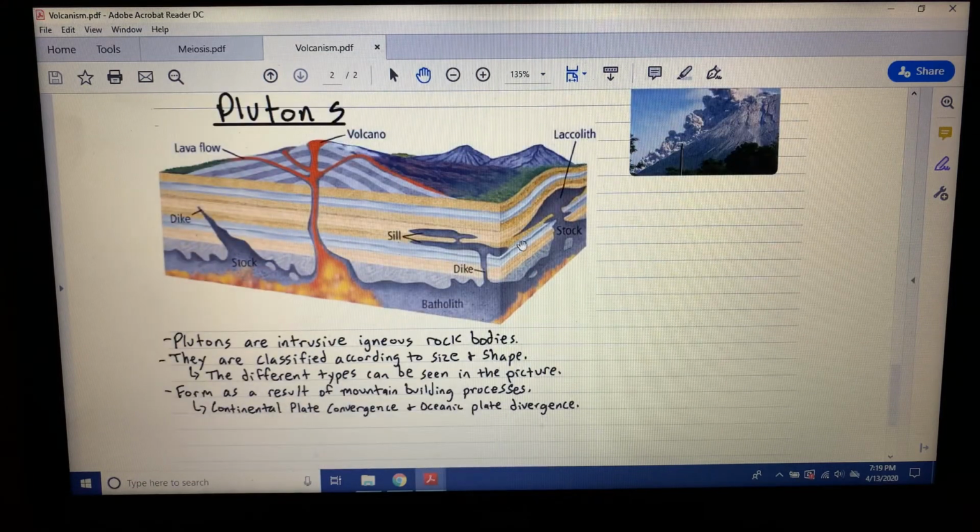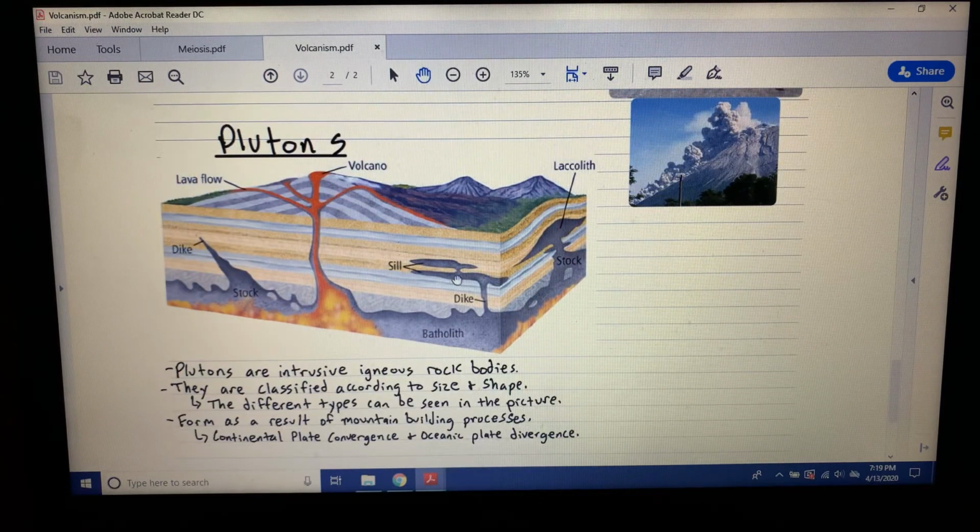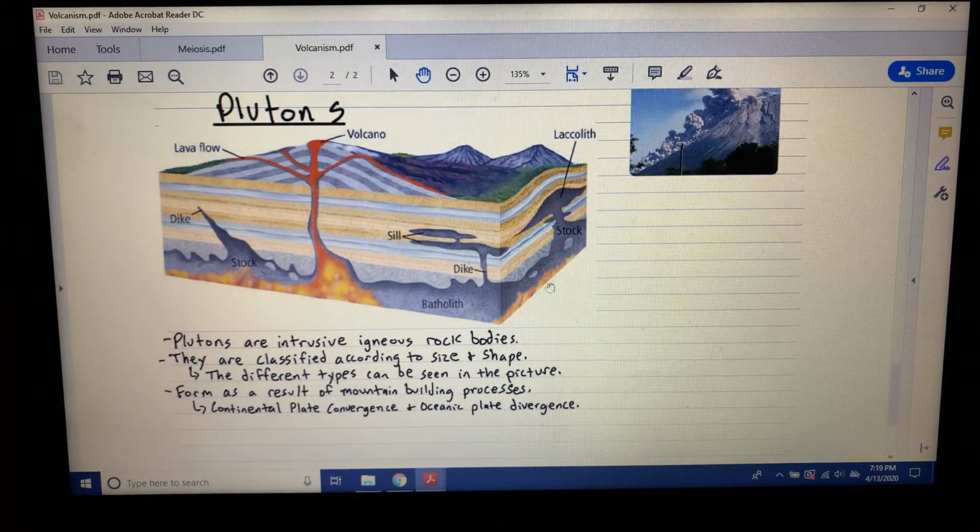And then lastly, what I want to talk about is plutons. These are basically going to be rock areas that can be filled beneath or in the crust. They are intrusive igneous rock bodies, and they can be filled with magma. They're classified according to their size and shape. The batholith is down here at the bottom. It's the largest, and then your sills and dikes are going to be the smallest of those rock bodies.